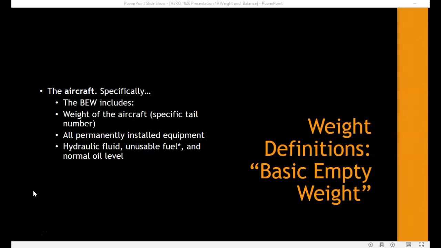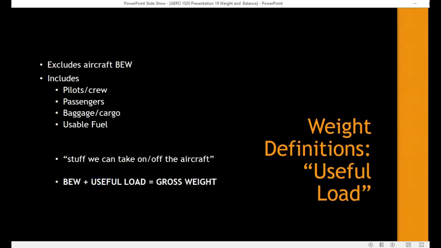The basic empty weight includes the weight of the aircraft, and again that's specific to that tail number, all permanent installed equipment in the aircraft, hydraulic fluid, usable fuel, and normal oil level. The useful load excludes the aircraft's basic empty weight. So it's everything except for the basic empty weight: the pilot and the crew, the passengers, the baggage and the cargo, and the usable fuel. So in other words, it's stuff we can take on and off of the aircraft.